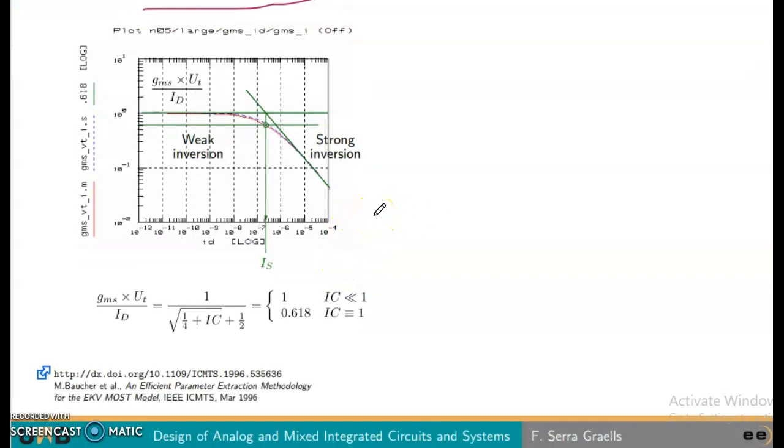Here, in the x-axis is log ID. In the y-axis, GMS VT 1M and GMS VT 1S. The scale runs 10 power minus 12, 10 power minus 11, 10 power minus 10, 10 power minus 9, 10 power minus 8, 10 power minus 7, 10 power minus 6, 10 power minus 5, 10 power minus 4. Here GMS VT 1M and GMS VT 1S, log.